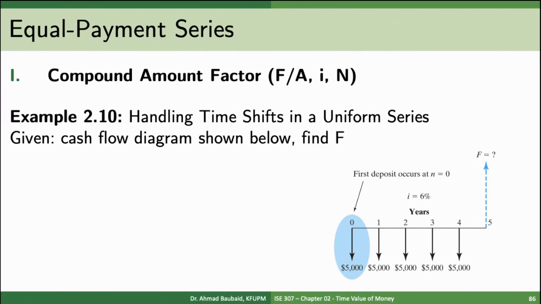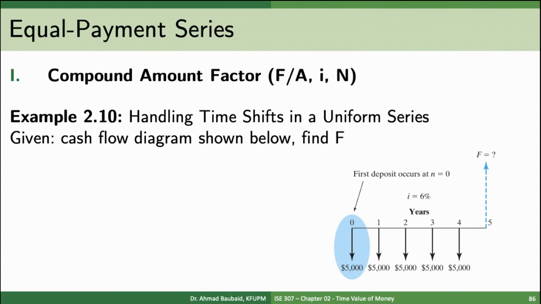Mazen? Yes, we can do the compound amount factor up to year 4 or the 4th period, and then we can use the simple formula that we used in the other examples just to shift it to year 5. Exactly. Right. So what Mazen said is 100% correct. That's at least one way you could do it. Of course, there may be other ways.